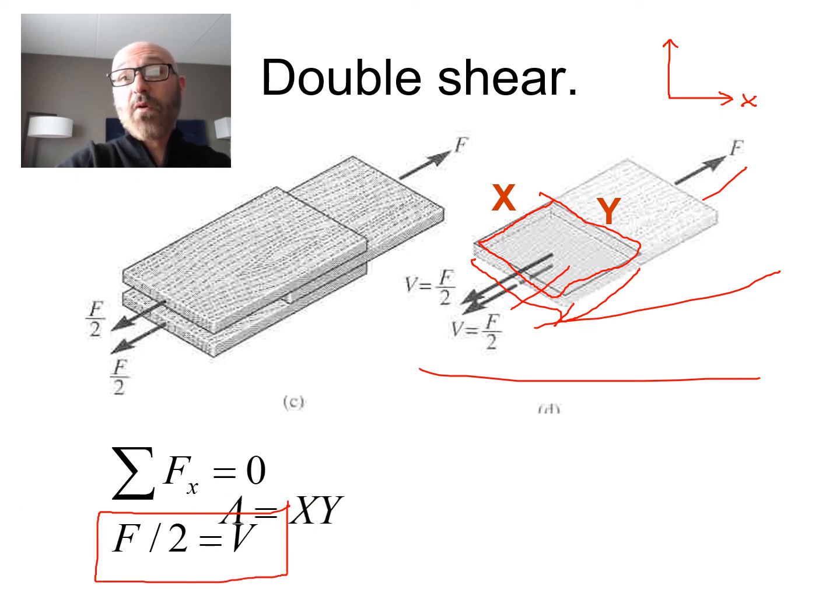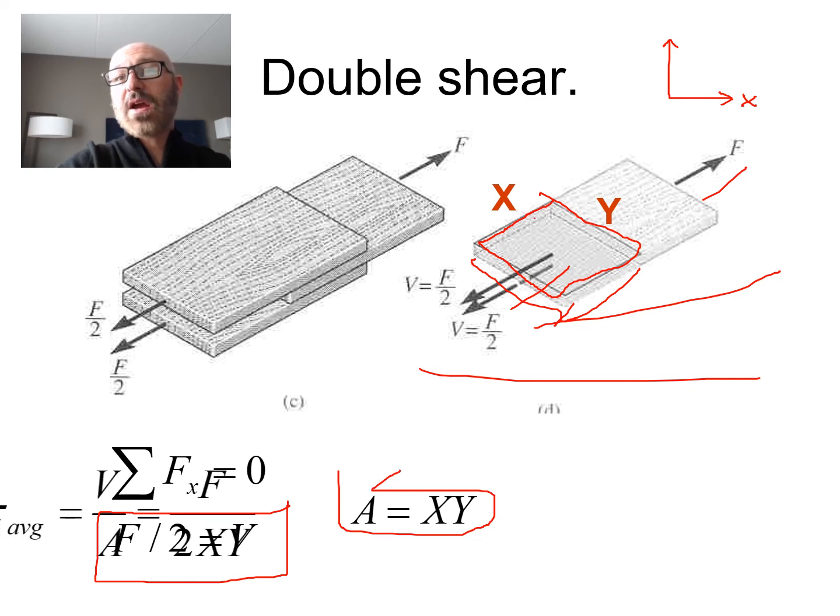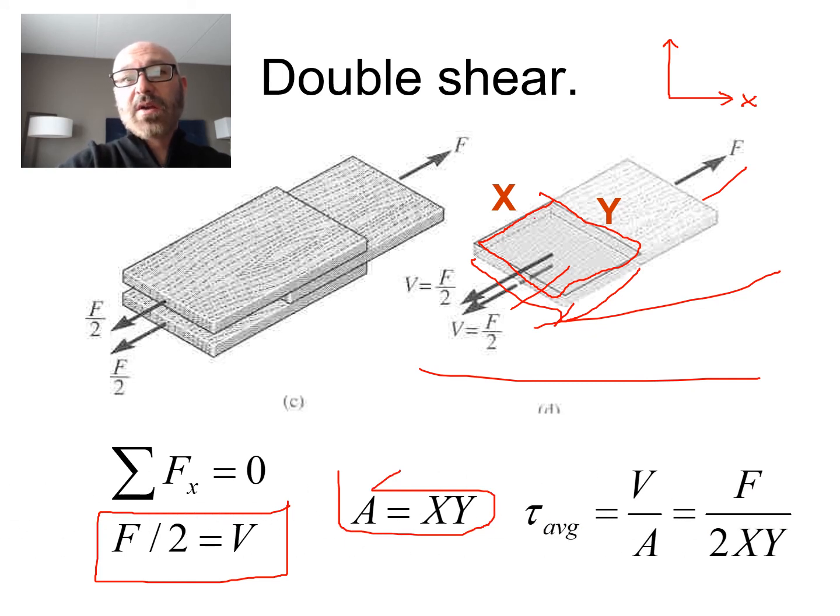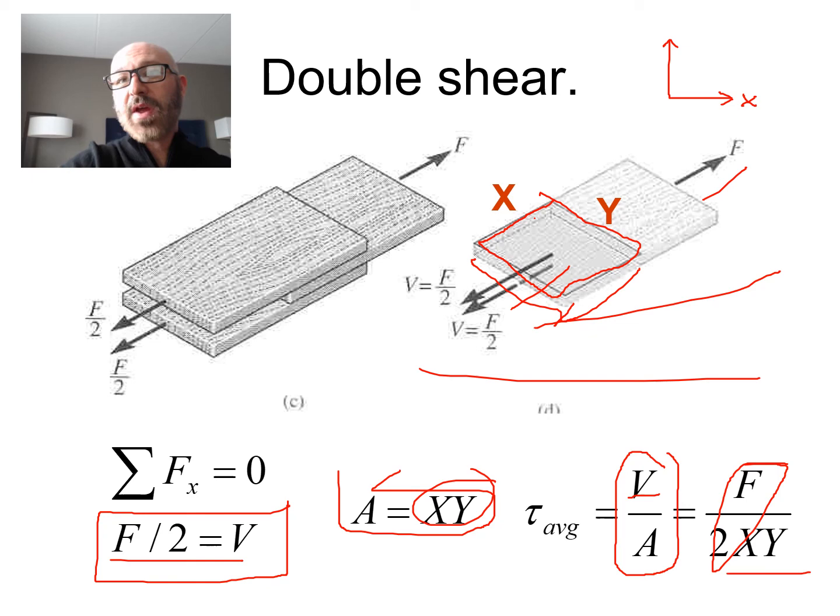We can rearrange this and solve for V. V is equal to F over 2, and we know again our area is equal to XY from our relationship right there. Then we can come back over here, and what we realize now is that there are two of those areas. So if we plug into this relationship right here, V over 2A, V is now F over 2 and our area is still that XY. We plug that in, and now for our double shear situation, we have tau is equal to F over 2XY.